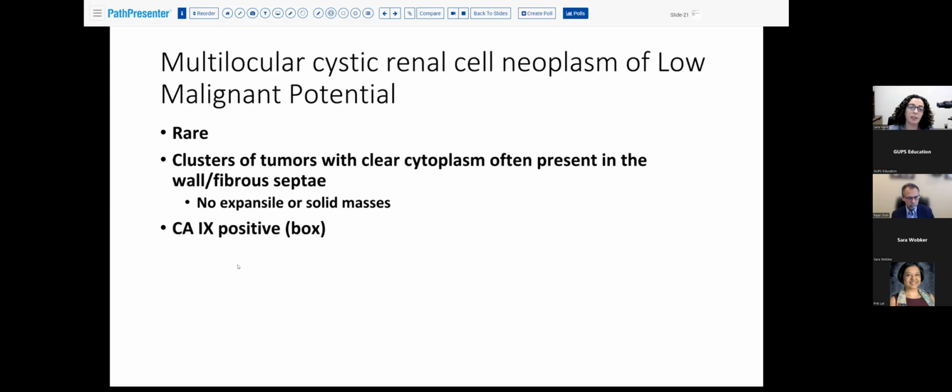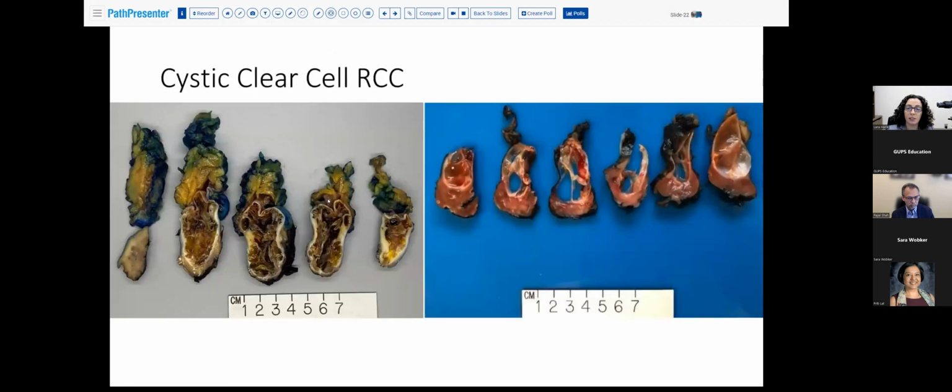Immunohistochemically and molecularly, they are very similar to clear cell renal cell carcinoma. But the diagnostic feature is that we should not have any expansile or solid mass, or expansile nodules within the fibrous septa. So clearly we need to distinguish them from clear cell renal cell carcinoma with cystic change.